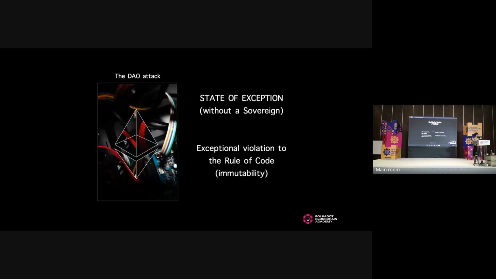So why are those two cases interesting? Because both show that there are situations in which the rules of the protocol are not acting as expected. The DAO attack was clearly a state of exception. It was absolutely unexpected, and no one could ever think that there would be a bug in a smart contract. And it was a state of exception with no sovereign. There was no possible entity to be identified that would be able to tell what's the right thing to do. But the community, as a distributed judiciary, chose to violate the rule of the code and therefore violate the immutability premise in order to restore that tort and provide the funds back to the token holders.